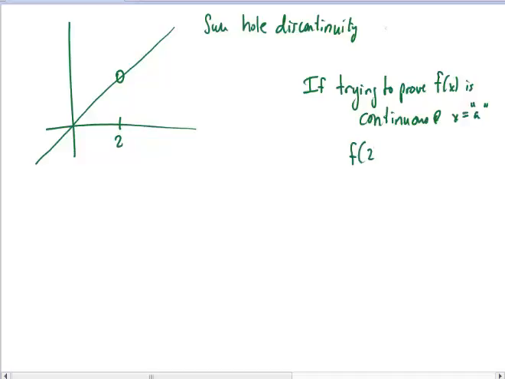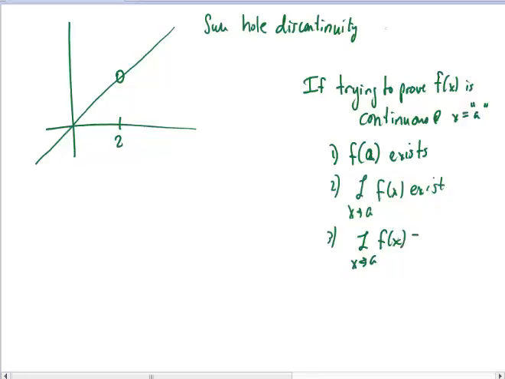You have to show that f of 2 exists, or f of a exists. That's the first part. The second part is that the limit as x goes to a of the function has to exist. And the third part is that the limit as x goes to a of the function has got to equal the function value at a.